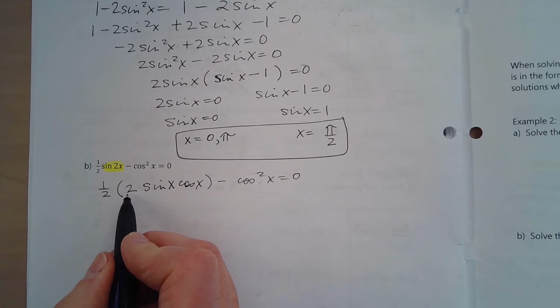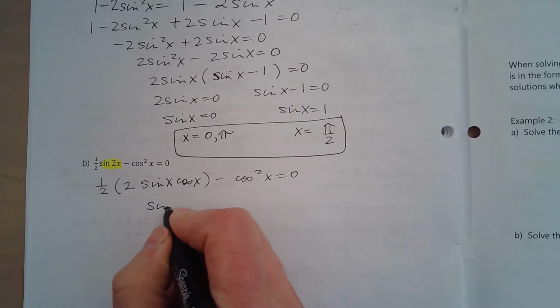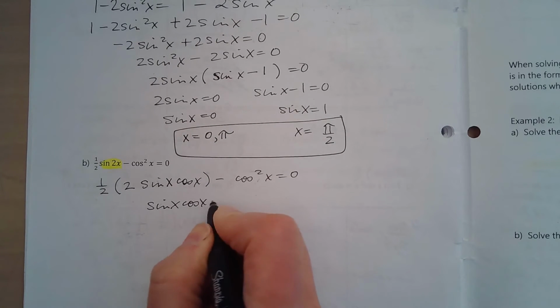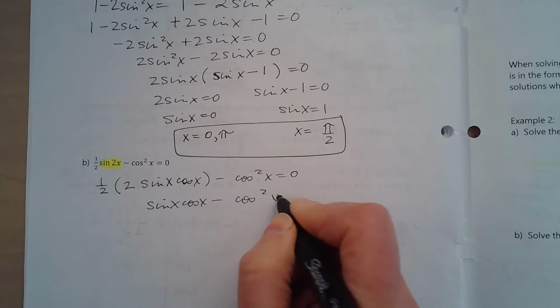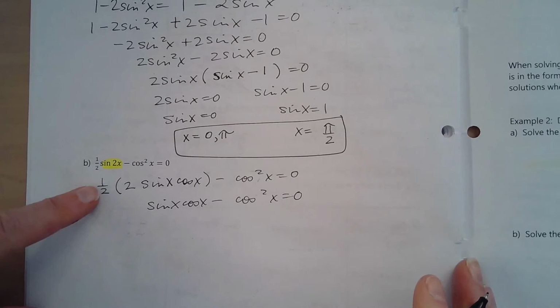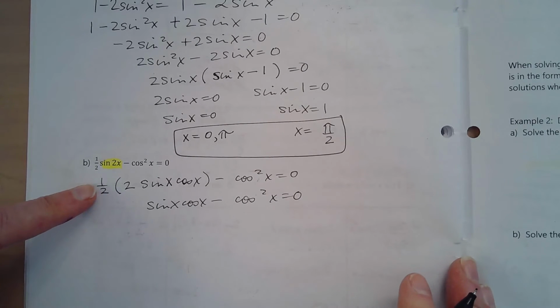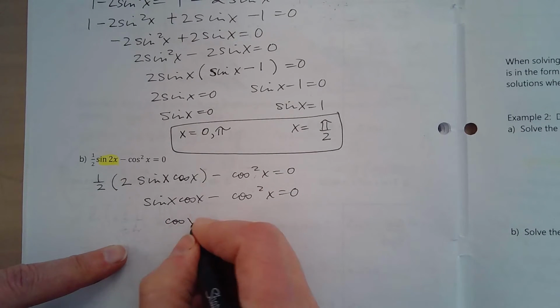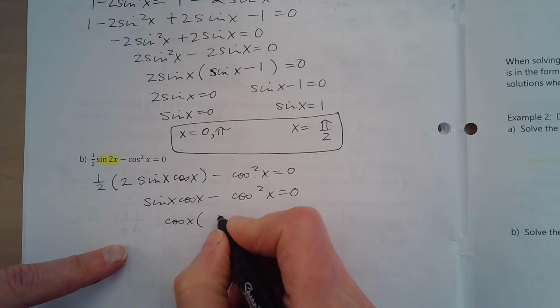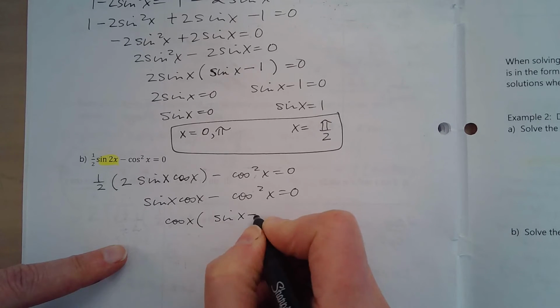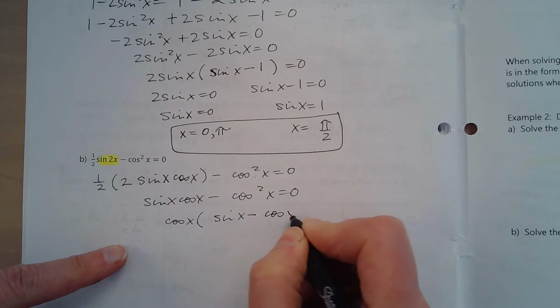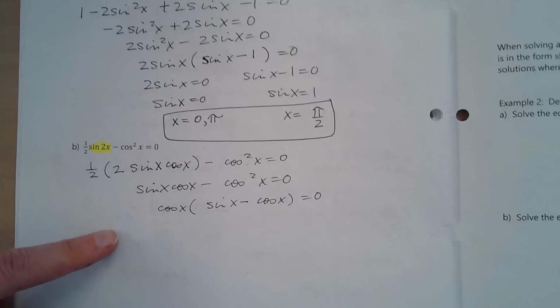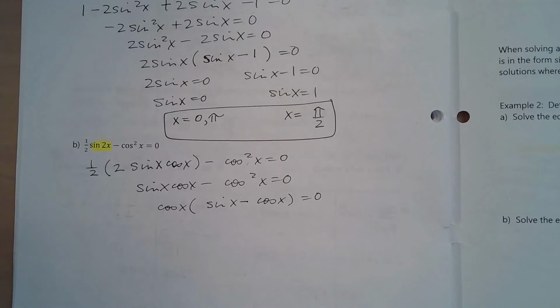Okay, so these guys just cancel each other out. So as John said, I'm left with sine x cos x minus cos squared x equals 0. So again, I would always attack the double angle first. Now, I can factor again, right? I've got a cos. So that leaves me with cos x times sine x minus cos x equals 0. Okay, this is a bit tricky.